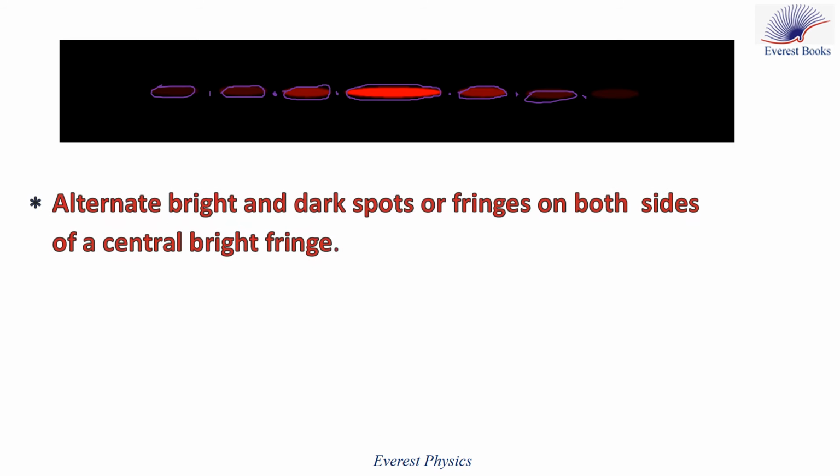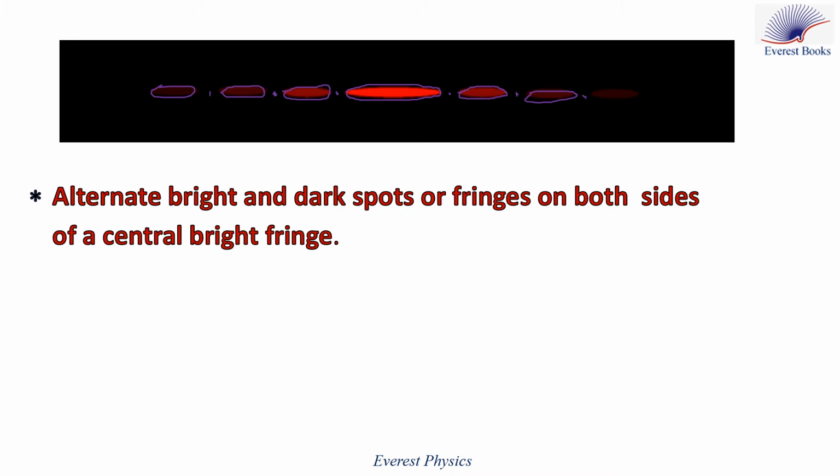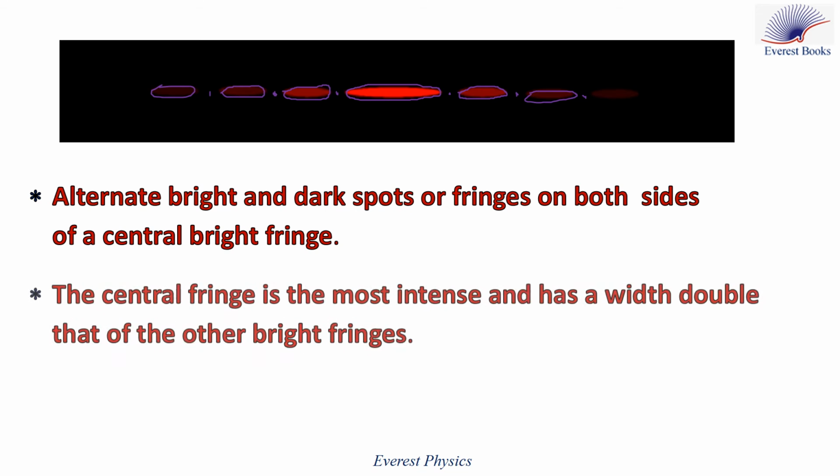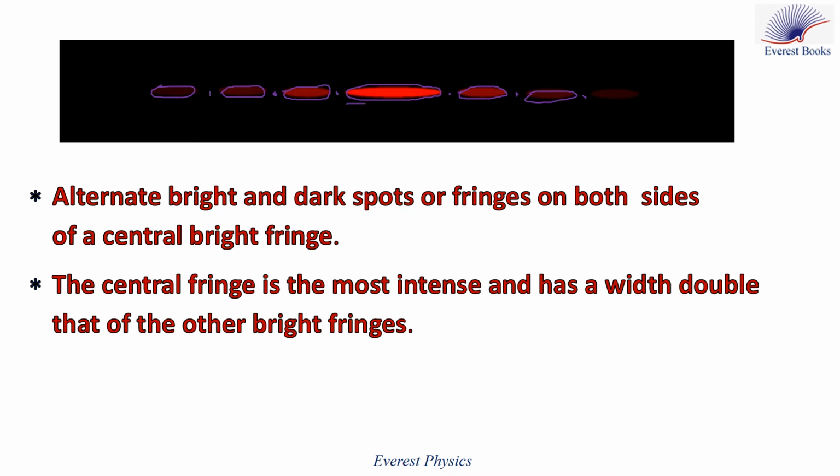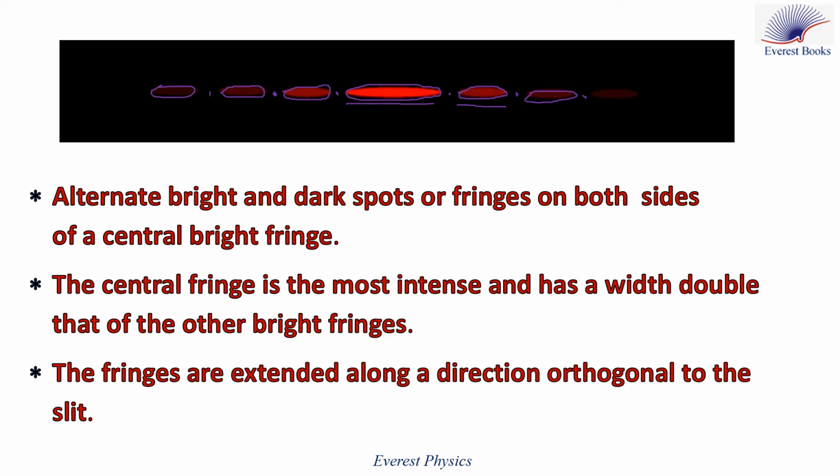So, on the screen, we observe alternate bright and dark spots or fringes on both sides of a central bright fringe. The central bright fringe is the most intense and has a width double that of the other bright fringes. The fringes are extended along a direction orthogonal to the slit. In this experiment, the fringes are extended along a horizontal direction. So in this experiment, the thin slit is extended along the vertical direction.